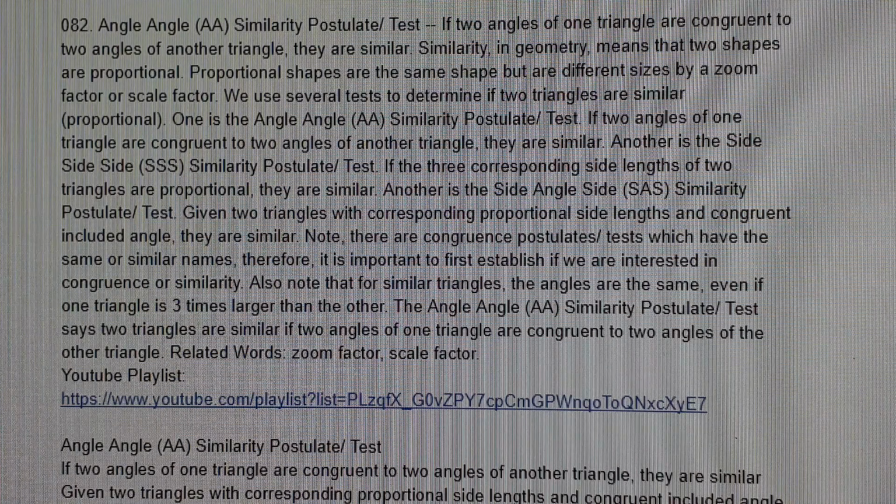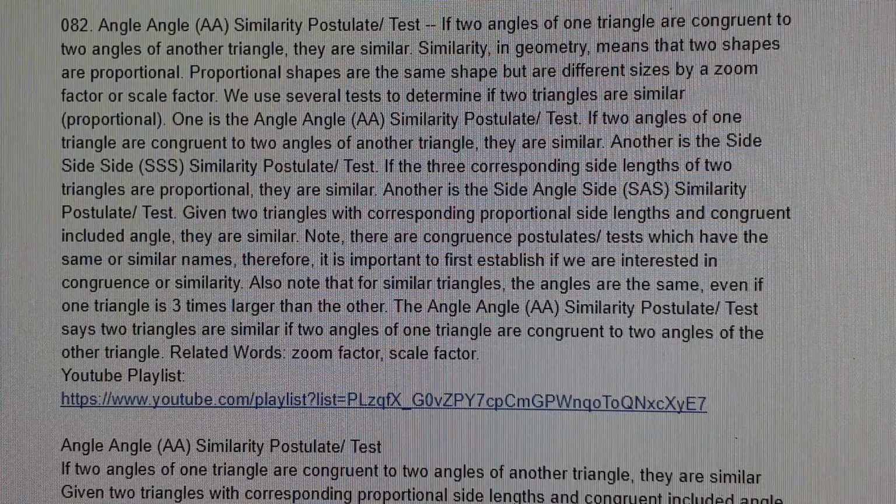Similarity in geometry means that two shapes are proportional. Proportional shapes are the same shape but are different sizes by a zoom factor or scale factor. We use several tests to determine if two triangles are similar (proportional).